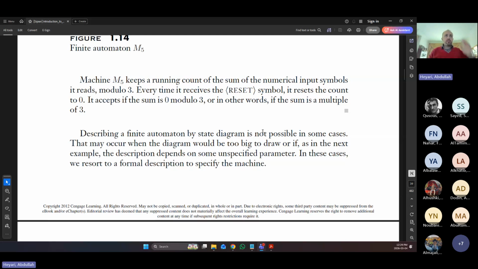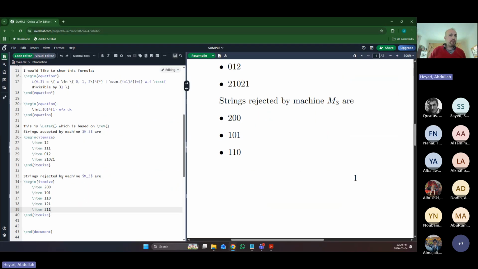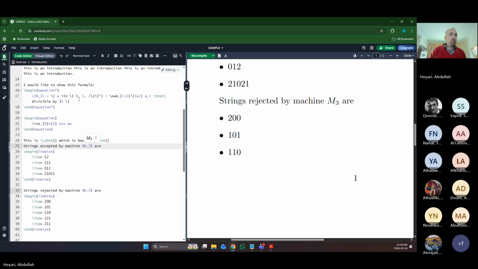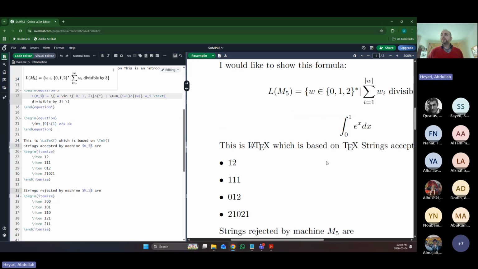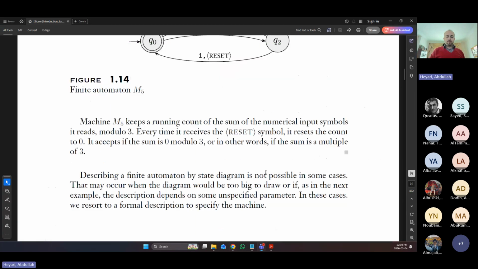By the way, that was not M3. Let me fix that. M5, and we can fix that all over the text area by this. So it's M5, it's not M3, just not to be confused.